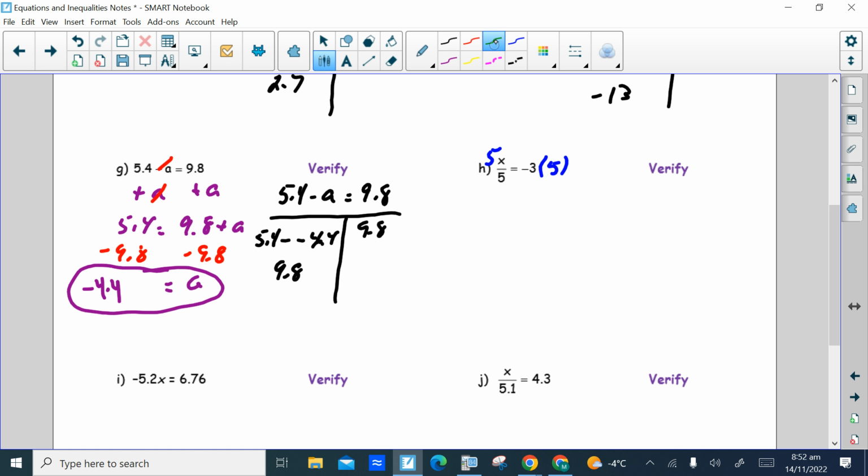And on the left, you've got 5x divided by 5. 5 divided by 5 is 1. So you'll get 1x or just x. Essentially, the 5's cancel. And you'll just have x on the left. On the right, negative 3 times 5 is negative 15. So there's the answer. And that's the number that we need to put in our check.